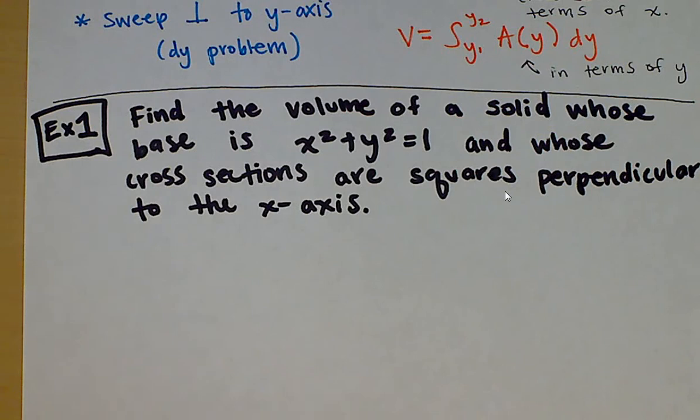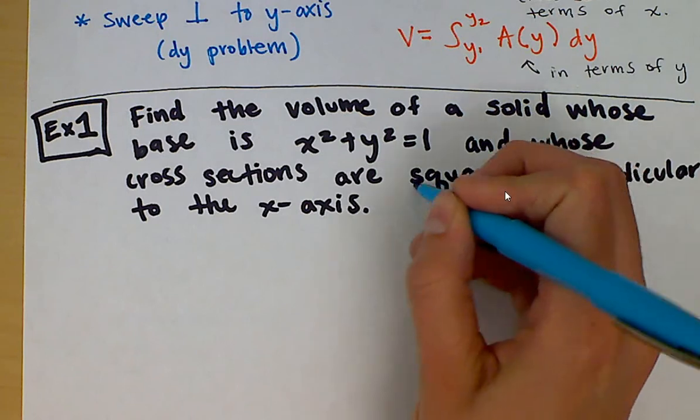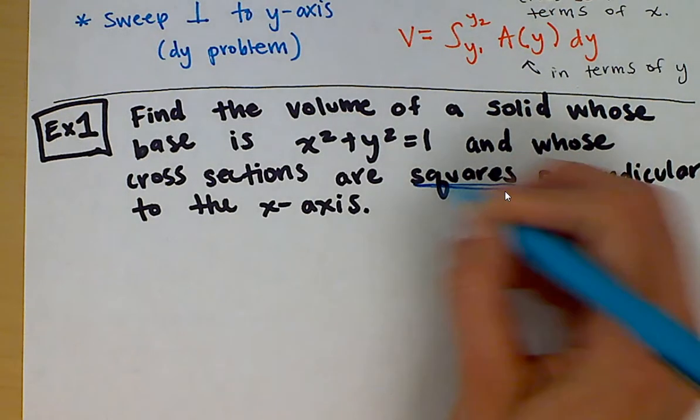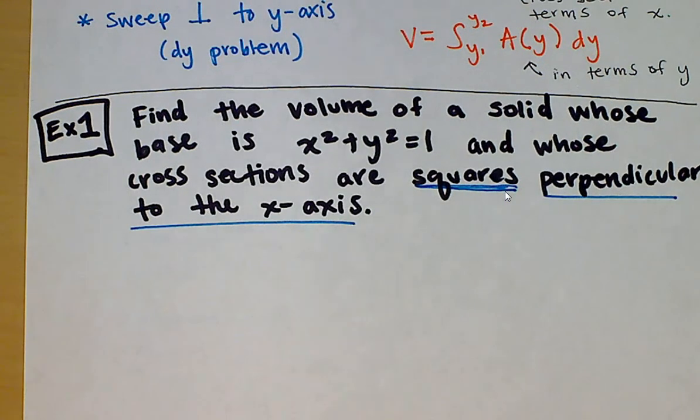So you're finding the volume of a solid whose base is x squared plus y squared equals 1 and whose cross sections are squares perpendicular to the x-axis. So we need to do a little bit of careful reading. Of course, we have this as our base. Our cross sections are going to be squares, and they're perpendicular to the x-axis. So when we draw this, we need to be careful.